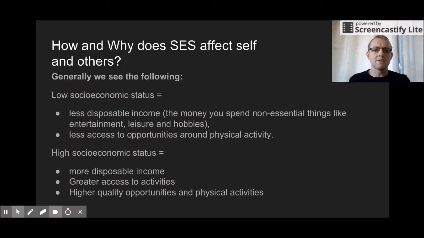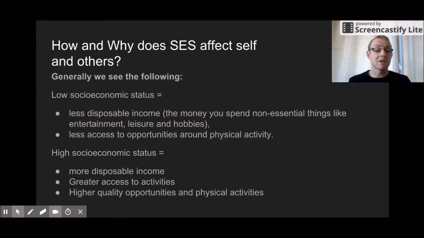So how and why does socioeconomic status actually affect ourselves and others in terms of physical activity? Generally, we see the following. Low socioeconomic status means that there is less disposable income, less money to spend on things like entertainment and leisure, physical activity and sports, and less opportunities to access that physical activity in the first place.